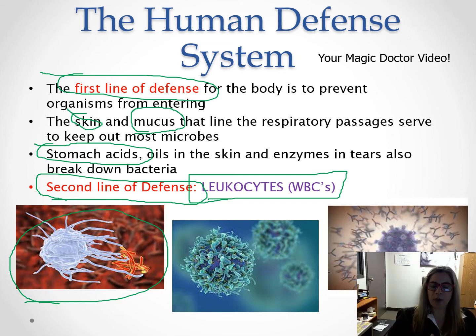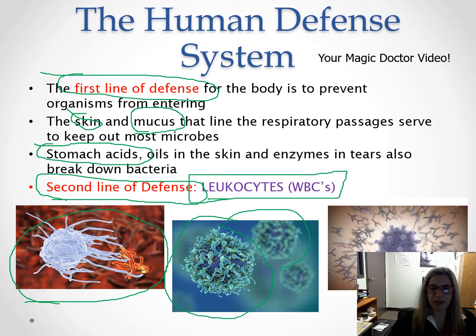Now, one thing to know about those white blood cells that we call the macrophages is they are non-specific. And what that means is a macrophage can go after any type of pathogen. So it might ingest a bacterium, it might ingest a parasite, it might ingest fungi. Okay, so it can ingest many different types of pathogens to keep us healthy.